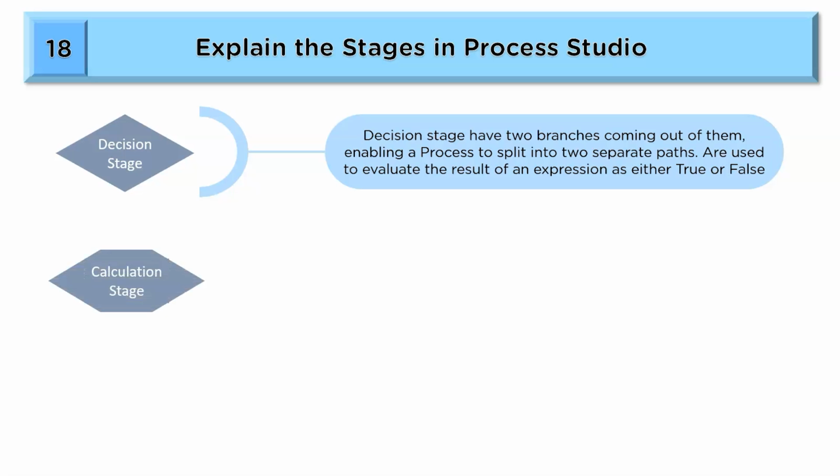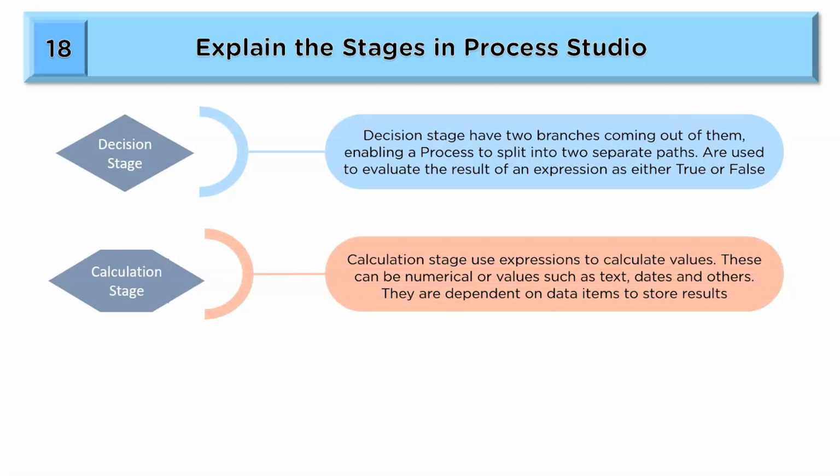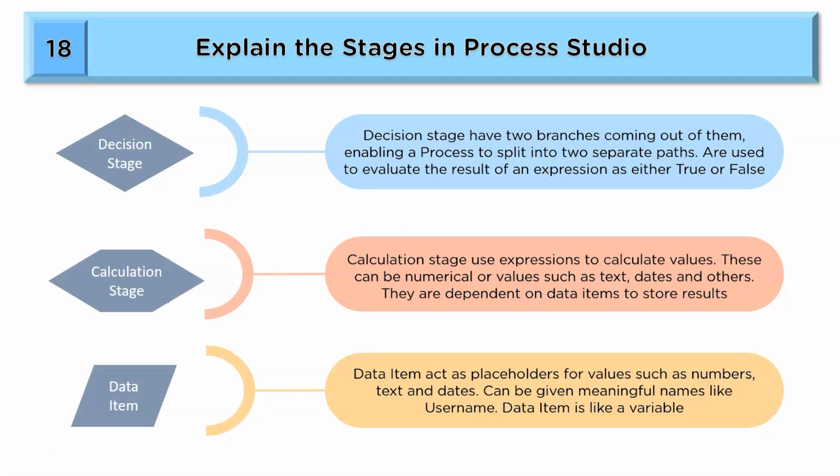Calculation stage. Calculation stages use expressions to calculate values. These can be numerical or made using values such as text, dates, etc. They are dependent on data items to store results and can work with data items to perform calculations. Data items. A data item acts as a placeholder for values such as numbers, text, and dates. They can be given meaningful names like username, email ID, and employed around the process diagram. A data item is like a variable.